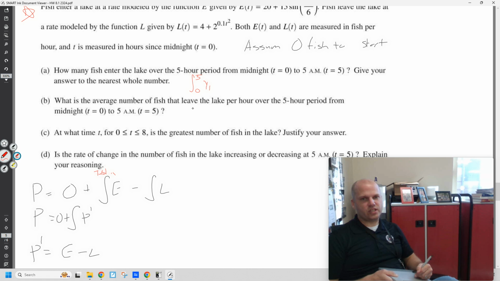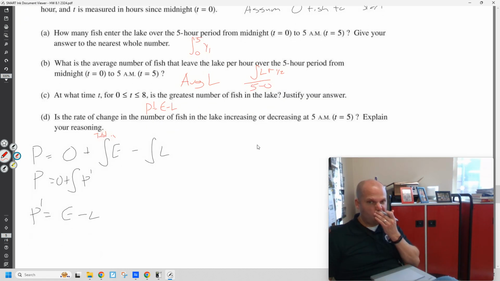Average number of fish that leave the lake per hour. It's asking you for the average L. You've got to remember, add up your L's, divide by your interval. So this will probably be Y2. Okay, we're going to need to do an analysis of P prime. We're going to have to graph E minus L. So I'm going to look at E minus L over the interval 0 to 8. I'm going to do a sign analysis.